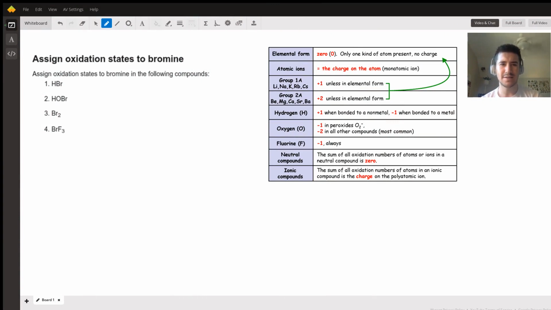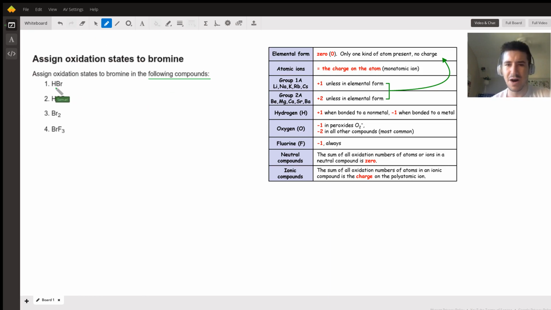Today we're supposed to assign oxidation states to bromine in the following compounds. These can get a little tricky, but we have resources like the list that I have on the right here that tell me what rules I need to follow in order to determine what the oxidation state of each of the elements in the compound will be.